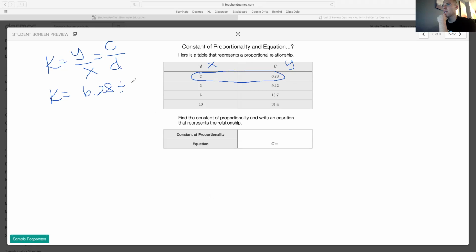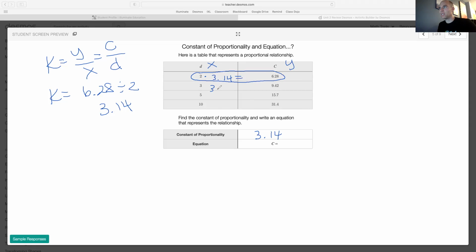6.28 divided by 2, and I'm pretty sure that's going to be 3.14. That's a familiar number. And so that's my constant, 3.14. And now, if you're stuck on writing the equations at this point, you should think about what that constant does for you, because what the constant does for you is exactly what the equation is trying to describe. The constant of proportionality is this number that allows you to go 2 times 3.14 equals 6.28. Or in other words, D times 3.14 equaled the C number, right?